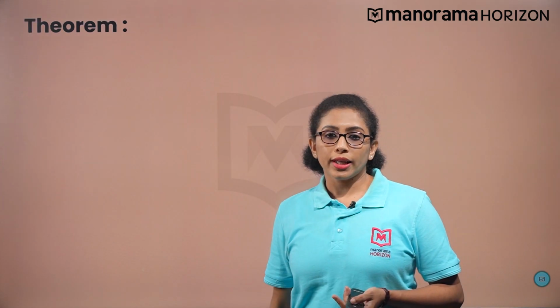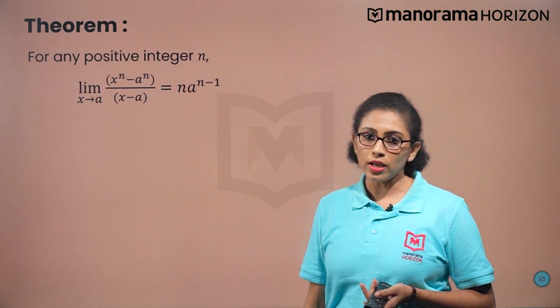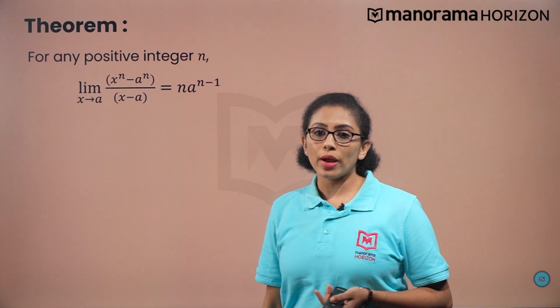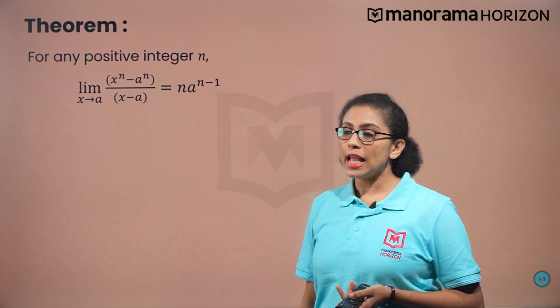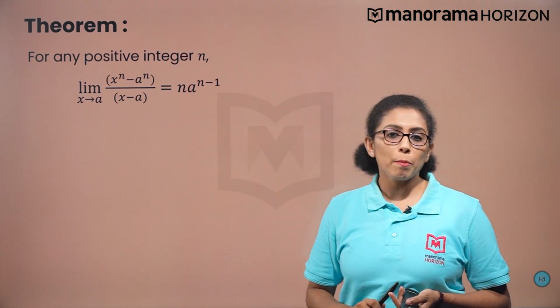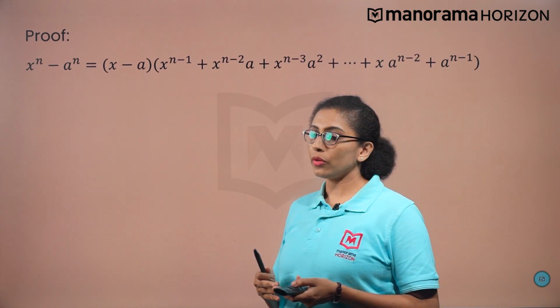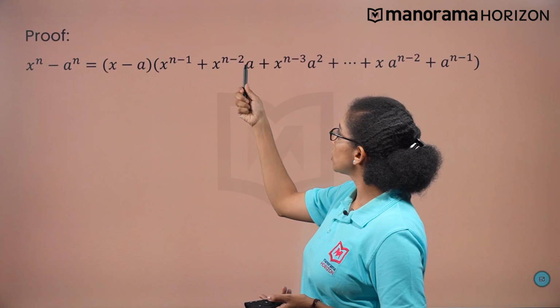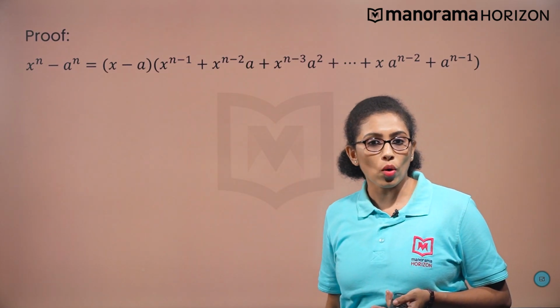Now look at another theorem. The theorem says that for any positive integer n, limit of x raised to n minus a raised to n by x minus a as x tends to a will be equal to n into a raised to n minus 1. To prove this, we have x raised to n minus a raised to n can be written as x minus a into x raised to n minus 1 plus x raised to n minus 2 into a, so on up to a raised to n minus 1.